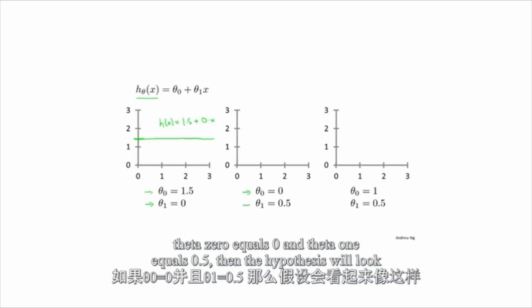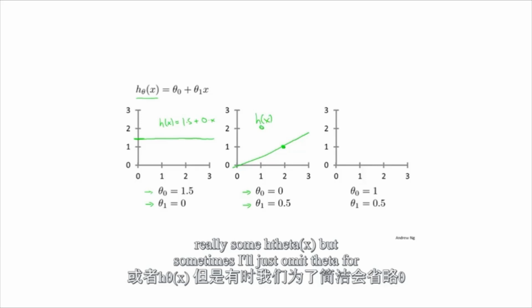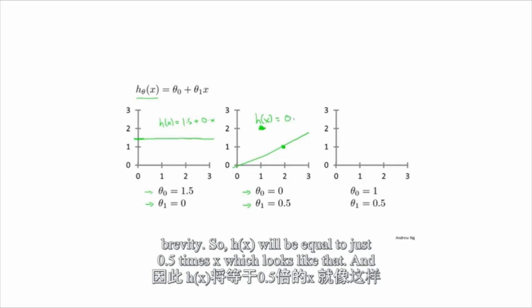If theta 0 equals 0, theta 1 equals 0.5, then the hypothesis will look like this. And it should pass through this point 2, 1, since you now have h of x, or really h subscript theta of x, but sometimes I'll just omit theta for brevity. So h of x will be equal to just 0.5 times x, which looks like that.